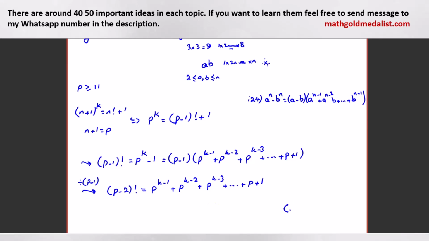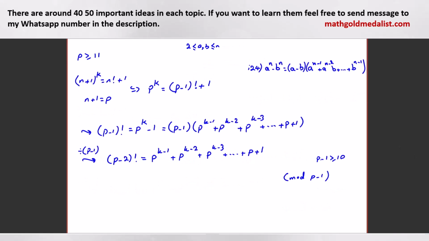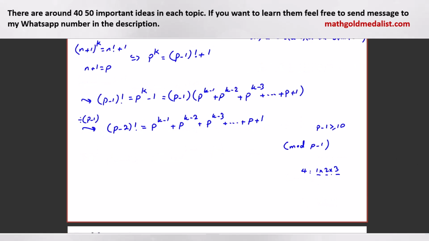Now if we consider both sides mod p minus 1, the left hand side is what? Because p minus 1 is at least 10, and it's not prime because p is prime, you can write it in a form such that this one equals 0. Why? For 4, we cannot say this because if we multiply the rest, 1, 2, 3, it's not 0. For example, if p minus 1 is 4, you cannot say this. But because p minus 1 is at least 10, you can always find a good way.